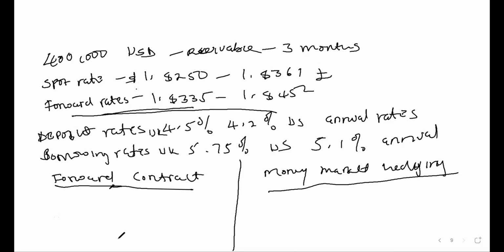We are receiving 400,000 in US dollars. And we have these rates given here. The forward rates are here. So at what rate will you change our currency? In this case, you are in UK. These are the exchange rates you are given.